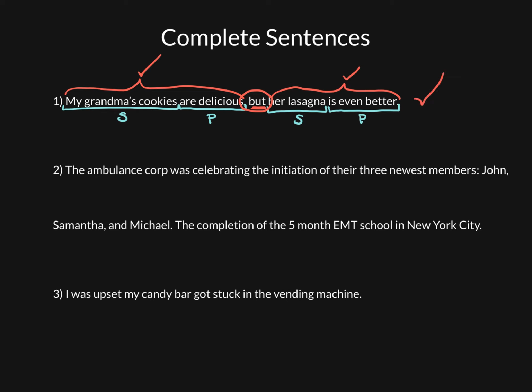Now, our next sentence, we have: The ambulance corps was celebrating the initiation of their three newest members, John, Samantha, and Michael. The completion of the 5-month EMT school in New York City. So now we want to see, are both of these complete sentences, or are they run-ons or possibly even a fragment? So let's identify the first sentence.